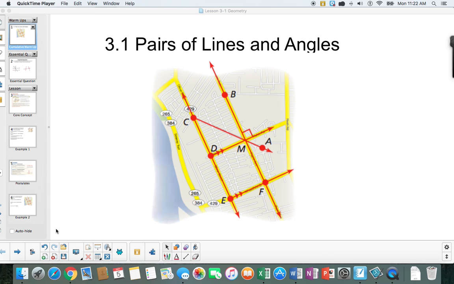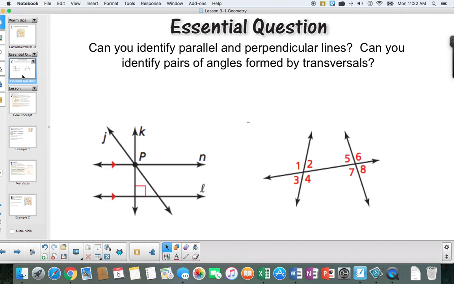Lesson 3.1, Pairs of Lines and Angles. The essential question: can you identify parallel and perpendicular lines? Can you identify pairs of angles formed by transversals?